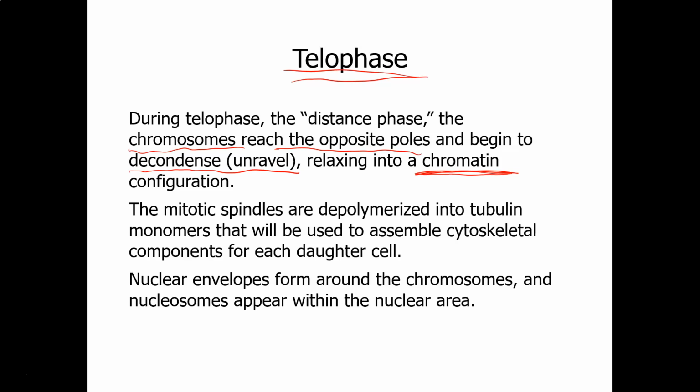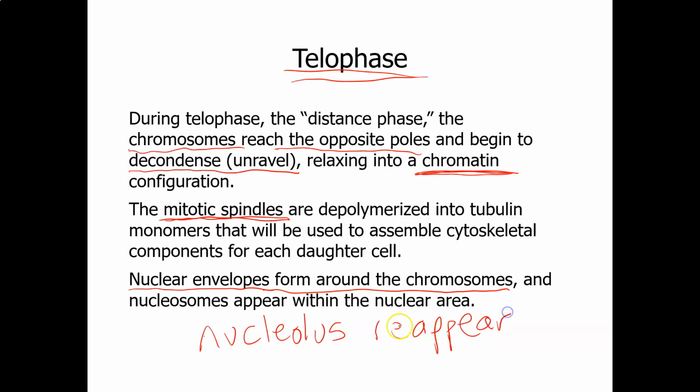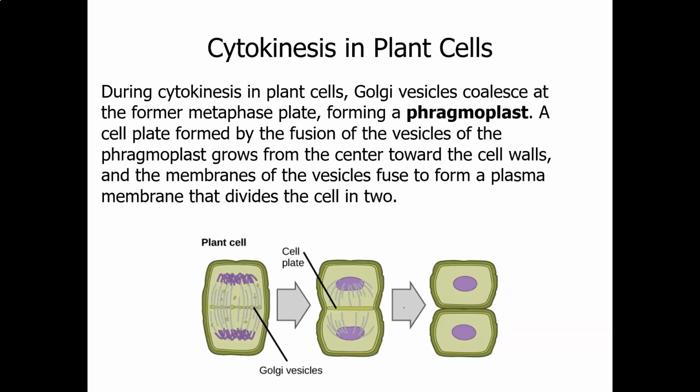The mitotic spindles and the spindle fibers will be dissolved. The nuclear envelopes will reform around the daughter chromosomes, and the nucleolus will reappear. And these are all opposite of the events that we learned in prophase.